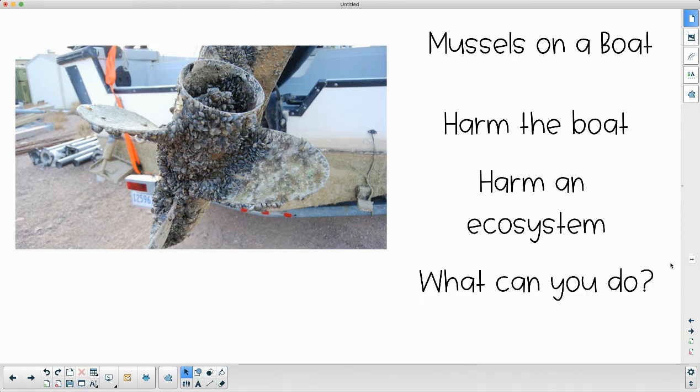So what can we do about this? Well, one thing you can do to help stop the spread of quagga mussels is to make sure that you clean your boat really well after each use.